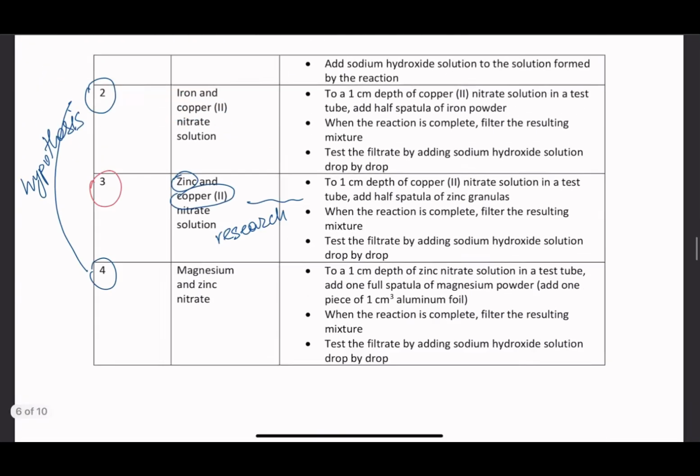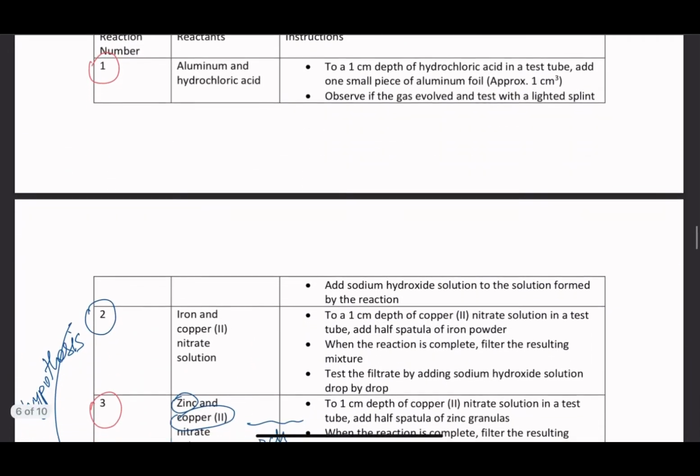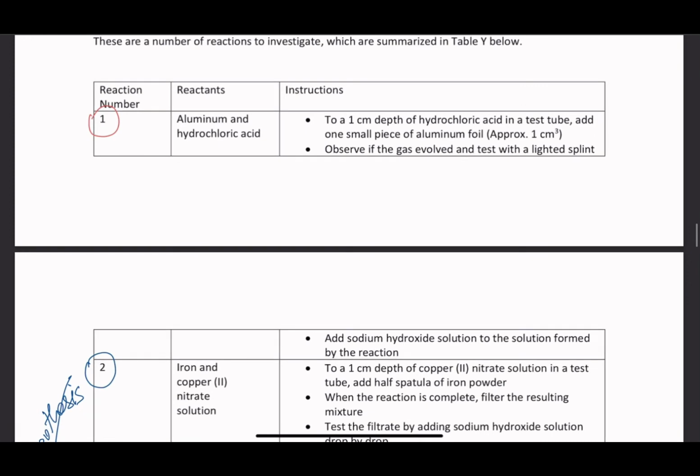So I'm going to write, for example, the first reaction for you, and the rest you guys need to Google. The first one says add 1 centimeter depth of hydrochloric acid in a test tube and add 1 small piece of aluminum foil. If you remember, we had aluminum there. I just had a small piece of aluminum. I added it inside hydrochloric acid, and once I put it in a water bath, it gave away a gas, hydrogen gas.